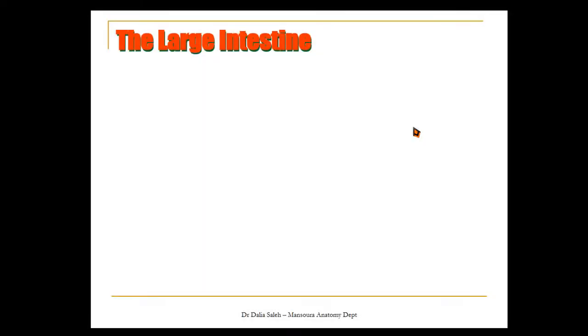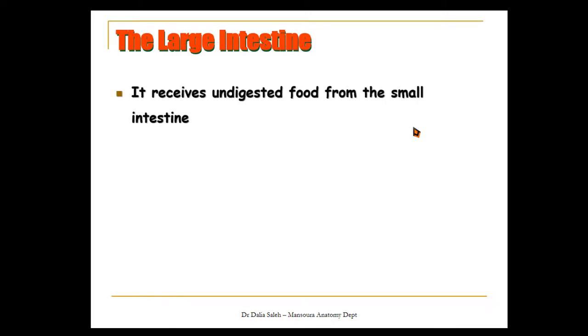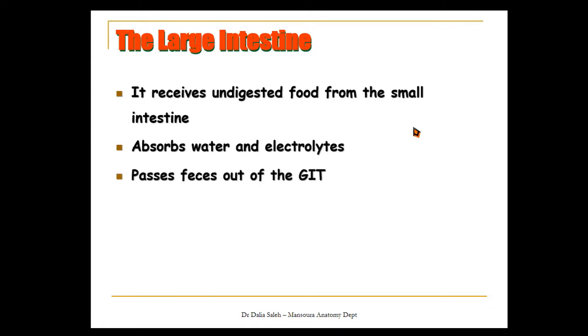So, what's the function of the large intestine? It receives the undigested food from the small intestine. It absorbs water and the electrolytes from this undigested food and transforms it into a solid material. It's called the feces or fecal materials, and passes it out of the GIT in the process which is called defecation.